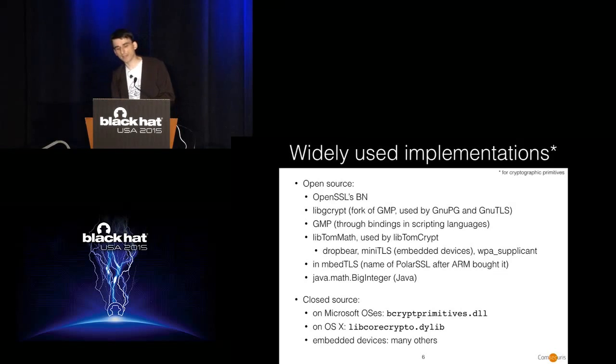Then we have Embed TLS, which wasn't really on my radar until I realized that it's actually Polar SSL. What happened there is that Polar SSL was bought by ARM recently, and since then, more optimized implementations for ARM chipsets are going into that library as well. Then we have the canonical Java big integer implementation that has changed a couple of times in the last decade, but it's pretty stable now.